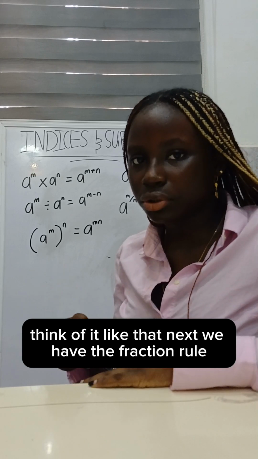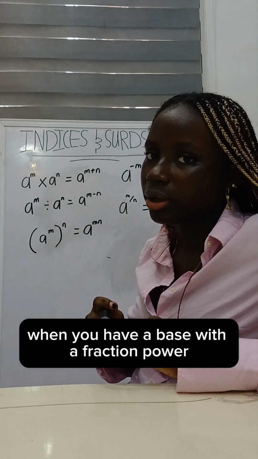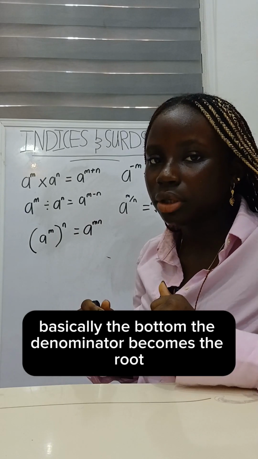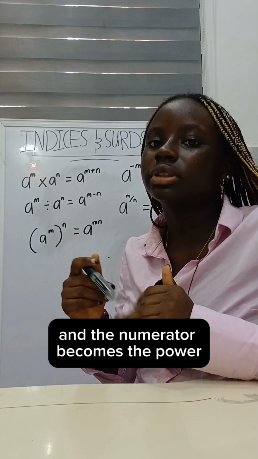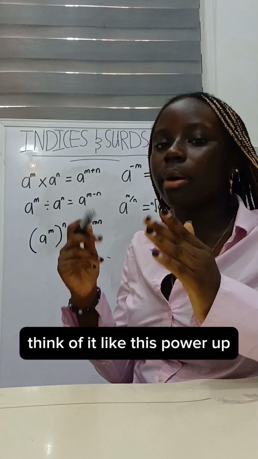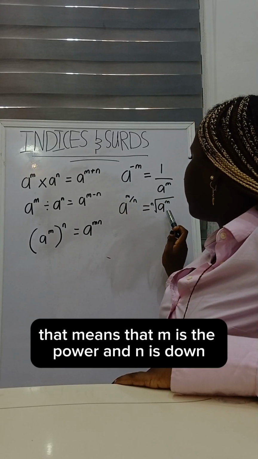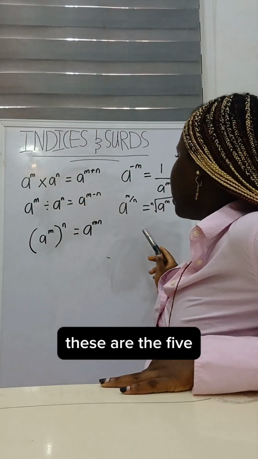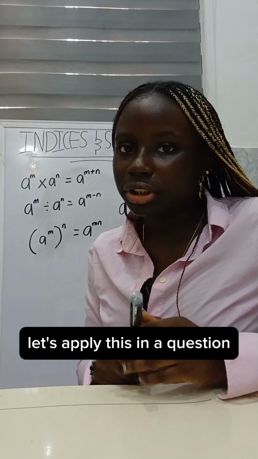Next, we have the fraction rule. When you have a base with a fraction power, basically the bottom, the denominator, becomes the root and the numerator becomes the power. Think of it like this: power up, root down. So since m is up here, that means that m is the power and n is down, so n is the root. So these are the five main rules that you need to understand. Let's apply this in a question.